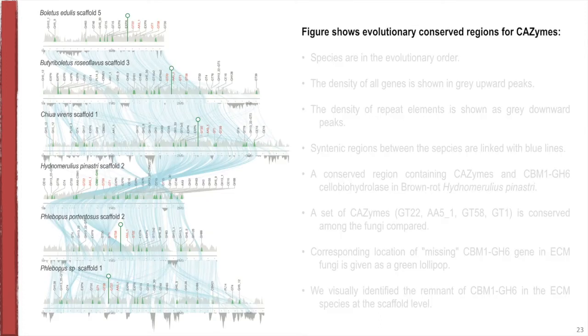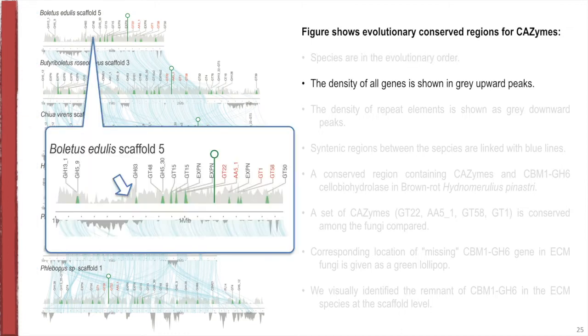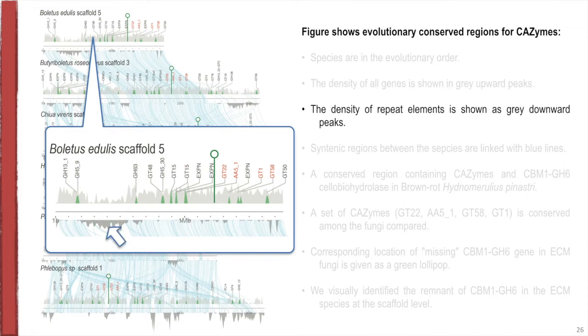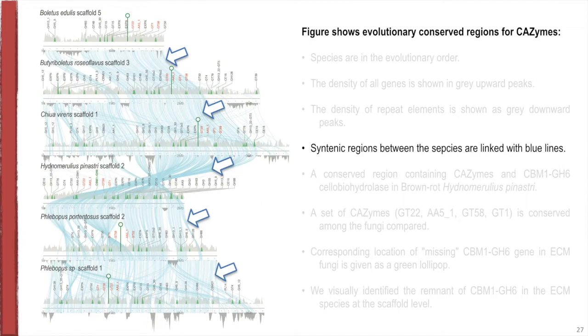The figure shows evolutionarily conserved regions for CAZymes. The species are in the evolutionary order. The density of all genes is shown in gray upward peaks. The density of repeat elements is shown as gray downward peaks. The syntenic regions between the species are linked with blue lines.